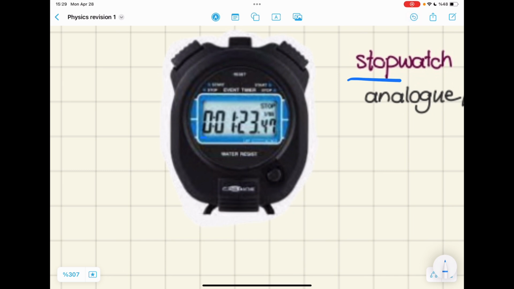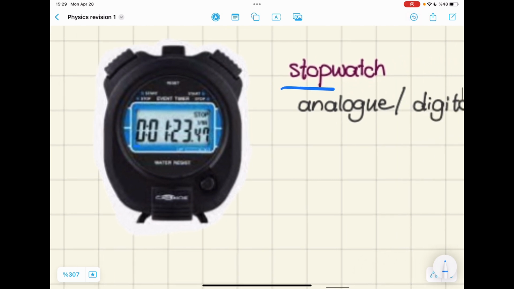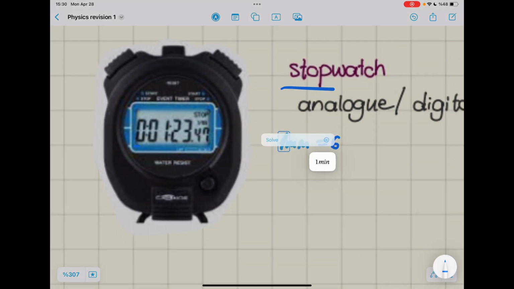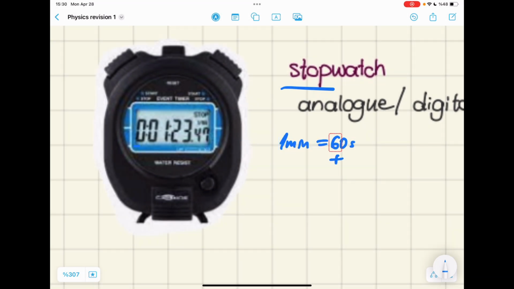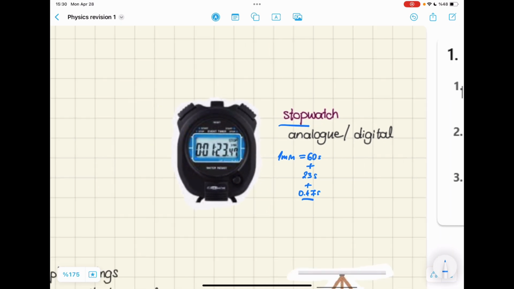We need to be careful here, because, for example, in this case, if I'm asking how many seconds are there in this, like what am I reading here, you will first need to say that 1 minute is 60 seconds, and that will be plus 23 seconds, right? And then plus 0.47 seconds, because they are milliseconds, they are parts of seconds. So this will be in the end your result after you add all of these.